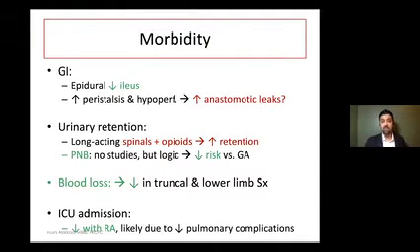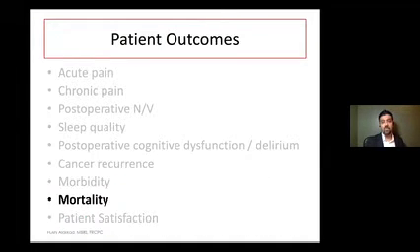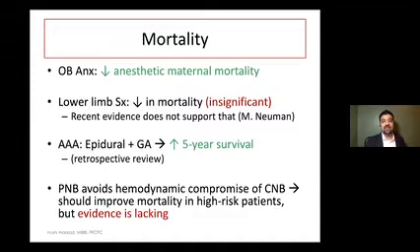ICU admission. Well, interestingly, there is a reduction of ICU admission with regional anesthesia. It is likely due to a decrease in pulmonary complications. So this is a huge benefit. What about mortality? One would think regional anesthesia might reduce mortality, but generally it does not. It has been studied thoroughly, except when you look at obstetric anesthesia literature, it did reduce anesthetic maternal mortality related mainly to airway complications in the past 30 years.